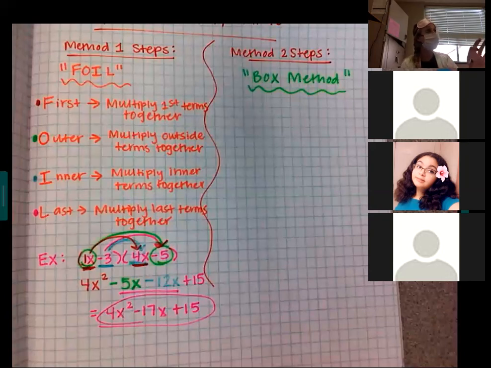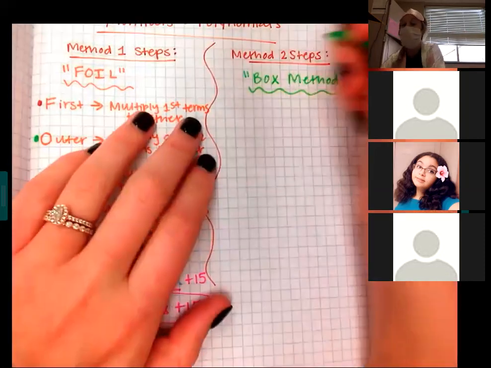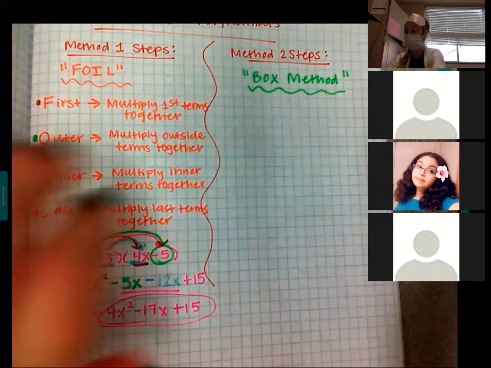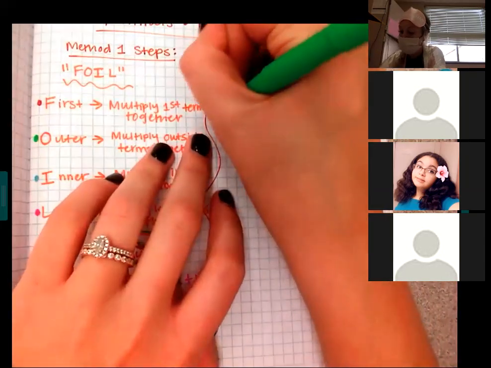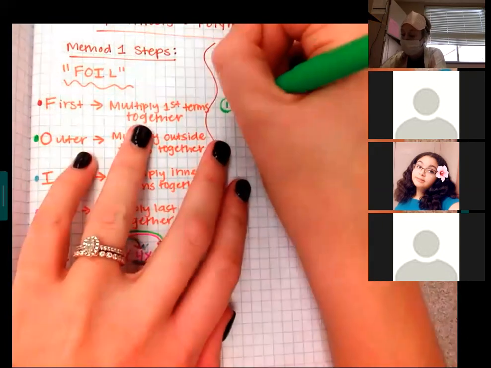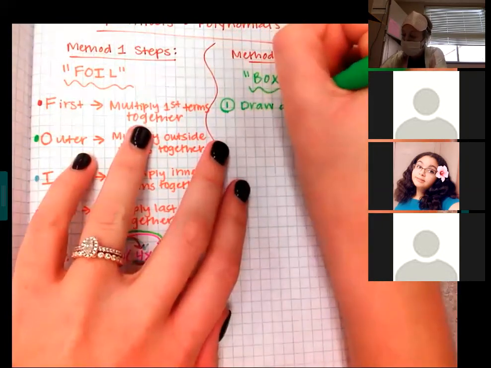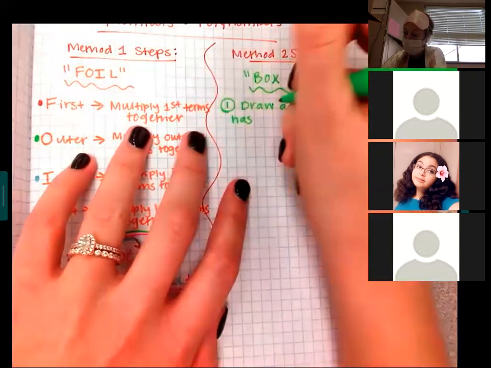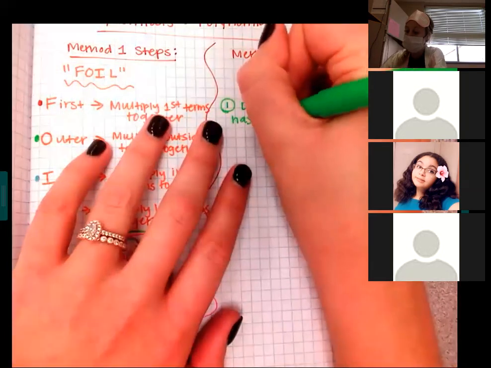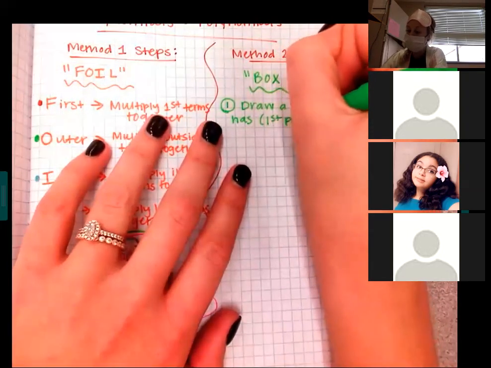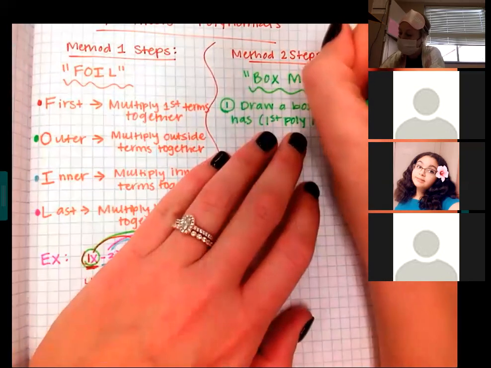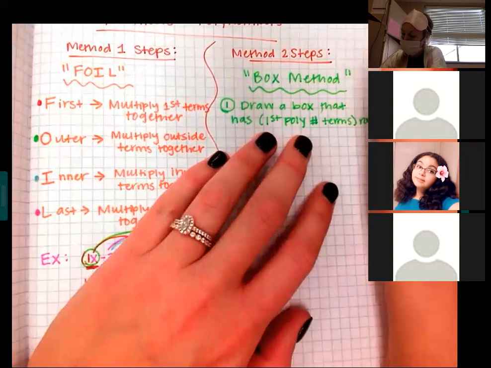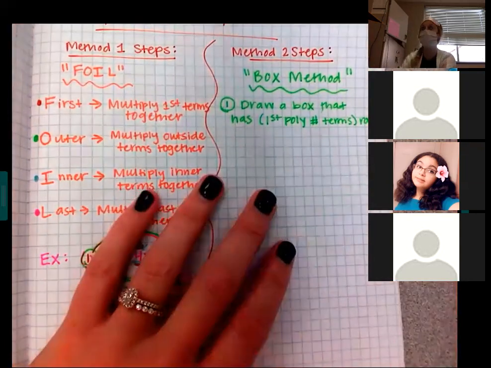All right, box method, everybody listen. Again, it's for polynomials times polynomials, right? Okay, so the first thing you're gonna do, your first step, draw a box that has, this is gonna be the part that confuses some of y'all. First polynomial, number of terms, rows. We'll talk about it. We'll do an example so nobody freak out on me.